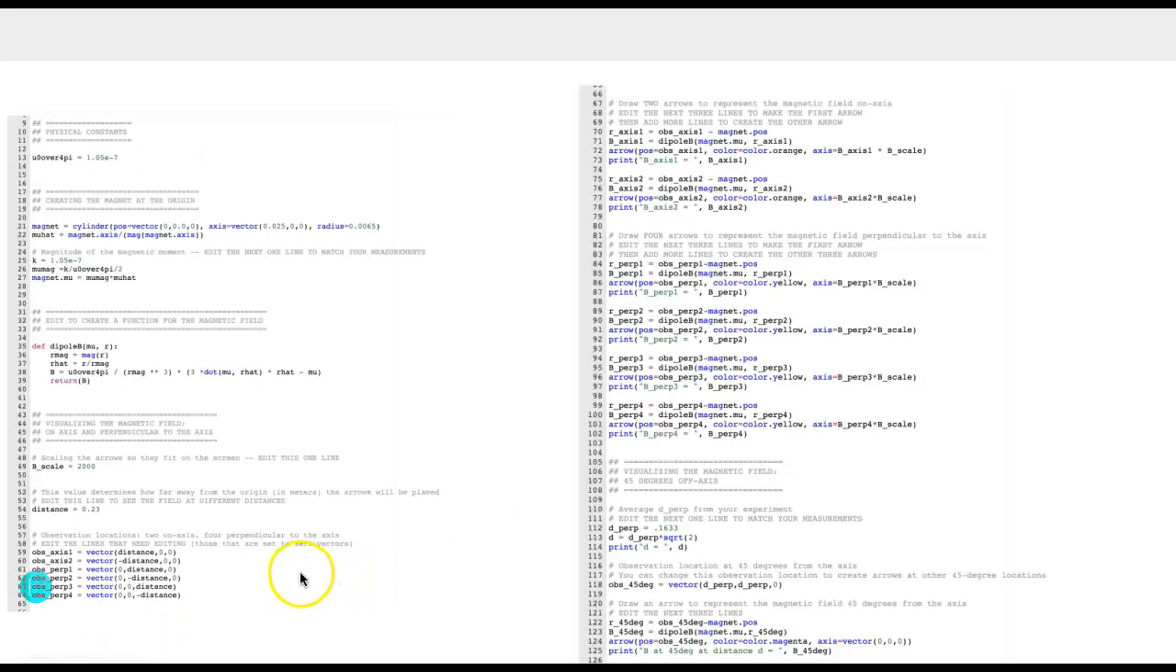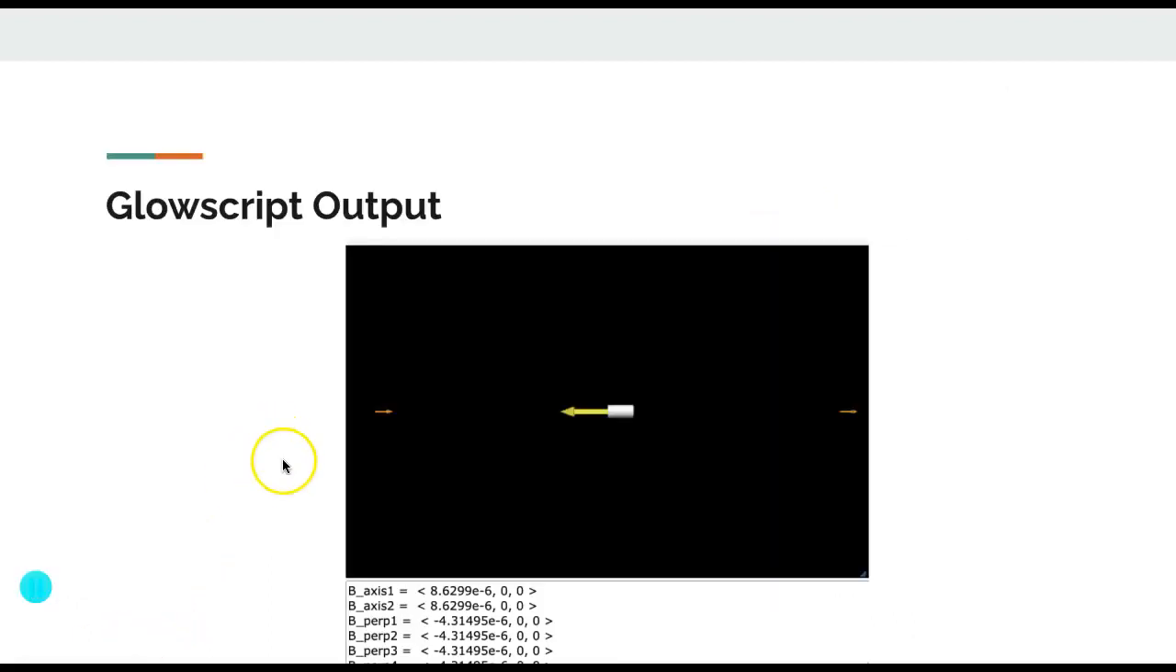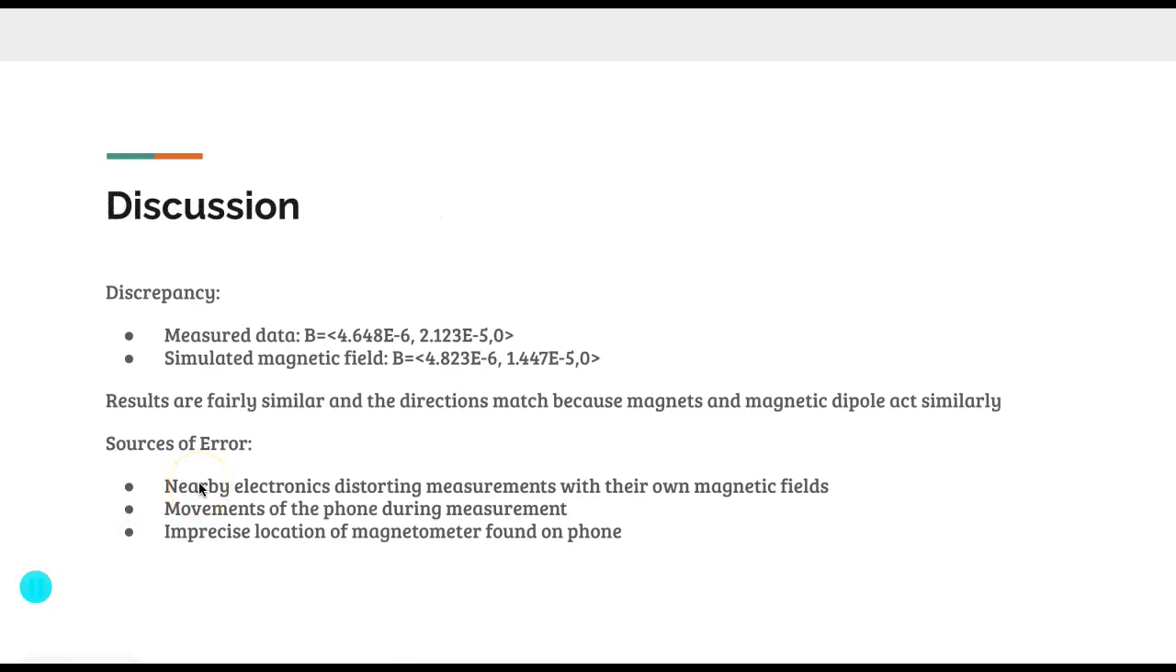And this is my code for the GlowScript. We had 6 observation points, 2 on axis and 4 perpendicular. And this is my output, which calculated the magnetic field at each observation location. As you can see, my measured data and the data from the simulated magnetic field were fairly similar, and the directions did match because the magnet and the magnetic dipole acted similarly.